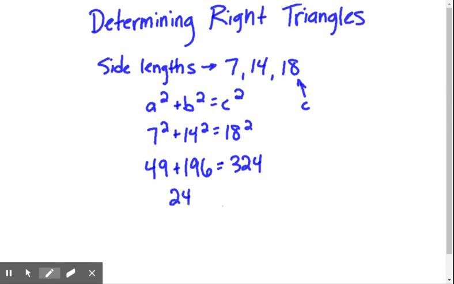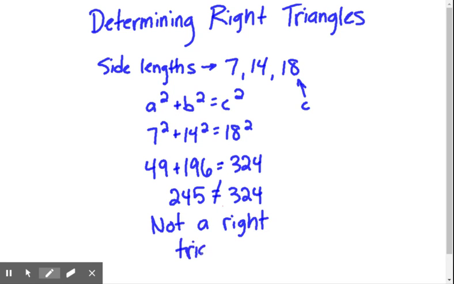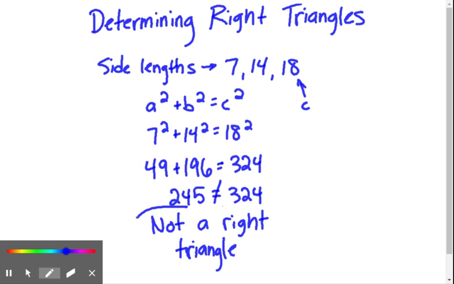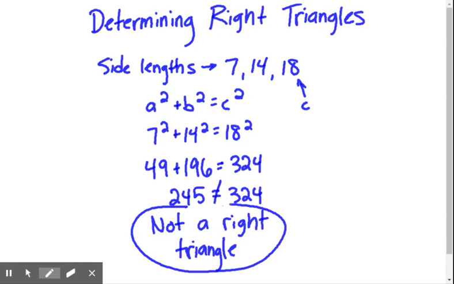It is not in this case. So I end up getting 245 is equal to 324, which is not a true statement. Those two are not equal. So this is not a right triangle. Okay, so you would say no, this is not a right triangle. And all your explanation needs to be, if somebody were to ask you why, you just say because it doesn't satisfy the Pythagorean theorem.